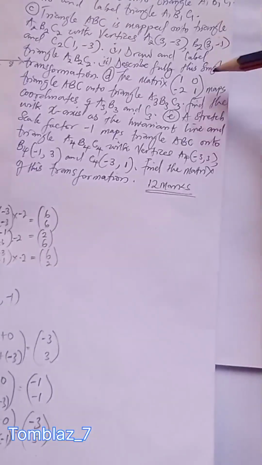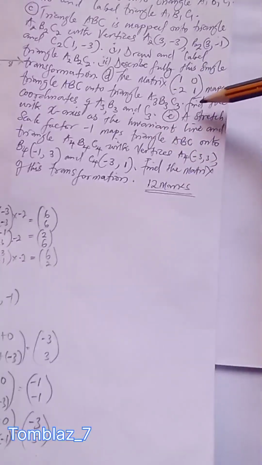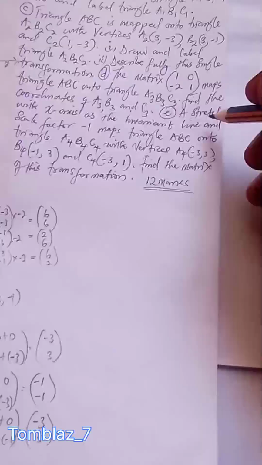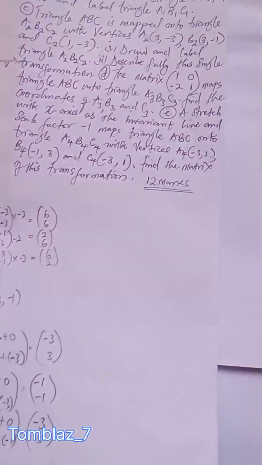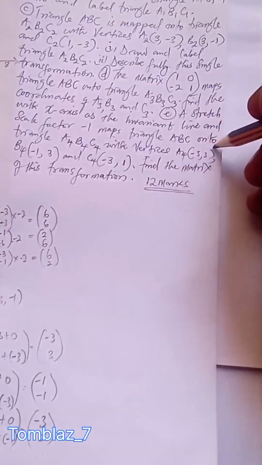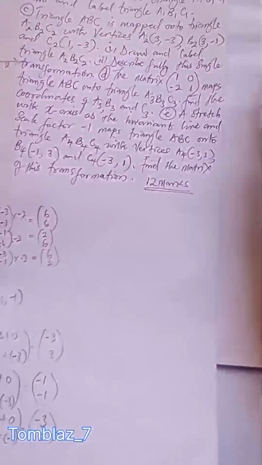So the next question said what? That we should find the coordinates. We have found the coordinates. And then the next thing says a stretch, that's option E. It said a stretch with x axis as the invariant line. What does that mean? X axis as the invariant line, that means x is not changing, y changes. And scale factor of -1 maps triangle ABC onto triangle A4, B4, and C4 with vertices A4 to be this, B4 to be this, and C4 to be this. Find the matrix of this transformation.